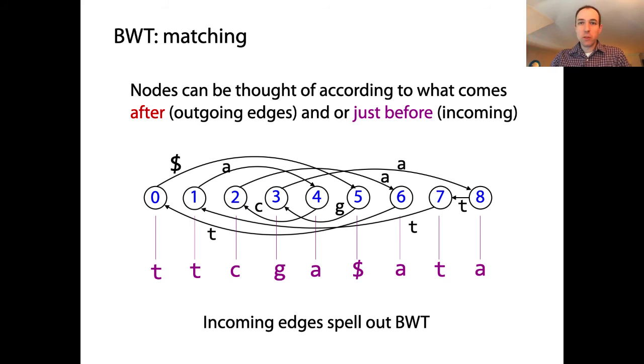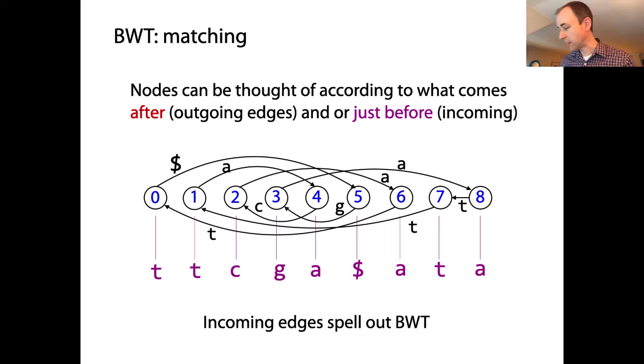But that's just the Burrows-Wheeler transform, right? That is the Burrows-Wheeler transform of the original string. It's just the label of the incoming edge onto that node, right? The label of the outgoing edge would correspond to the first column of the Burrows-Wheeler matrix. But the label going into the node corresponds to the last column of the Burrows-Wheeler matrix. So if we just look at the labels of the incoming edges on each node, that's the Burrows-Wheeler transform.